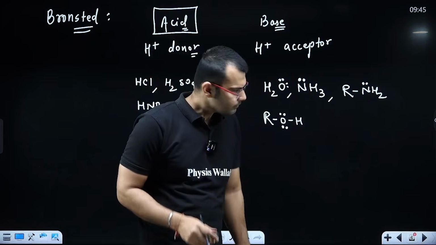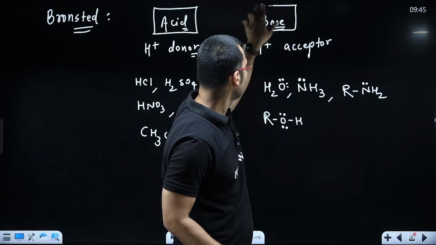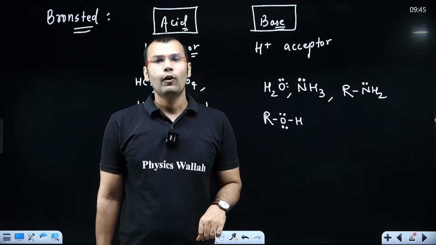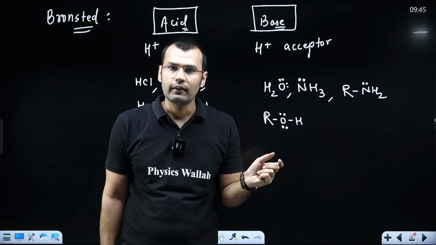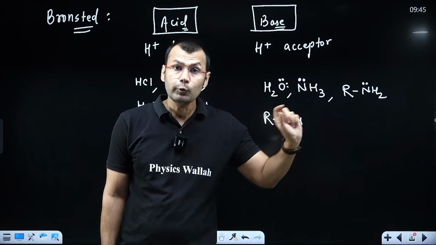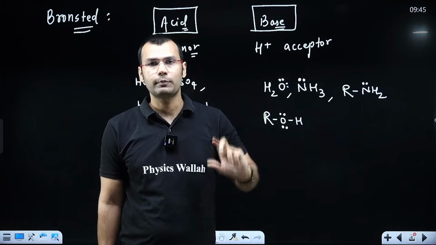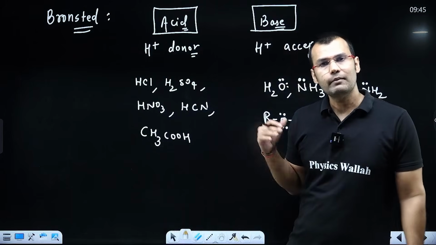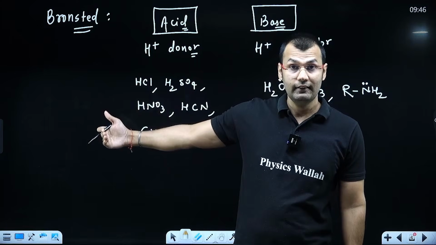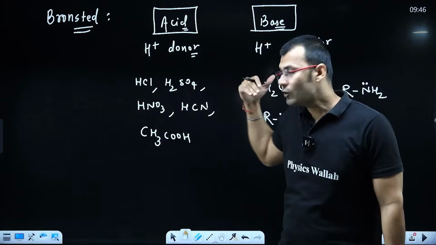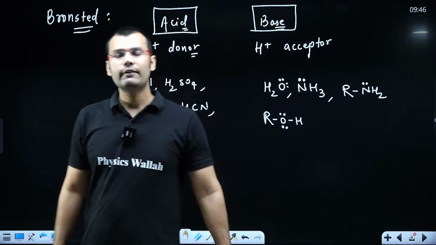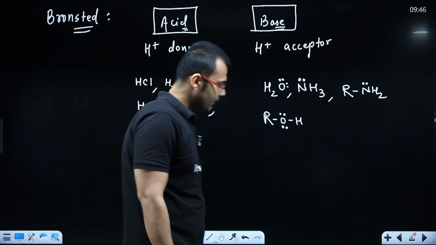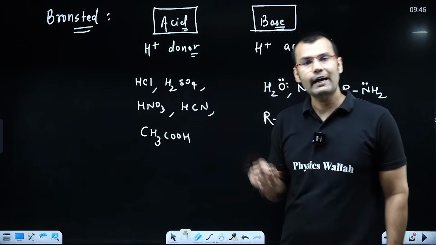So when it comes to a Bronsted base, you will notice that in the molecule which acts as a Bronsted base, on the central atom you will have some lone pair which can be donated to the H plus ion, and that's how it will accept the H plus ion. So from today onwards, I hope you will remember that a compound which can donate H plus is a Bronsted acid as well as an Arrhenius acid, but the compound which can accept H plus, that we define as a Bronsted base.